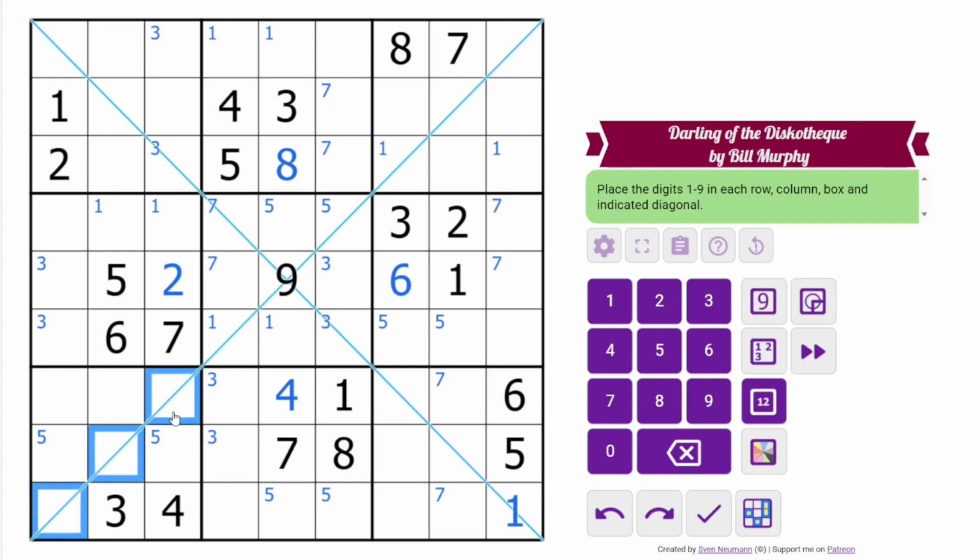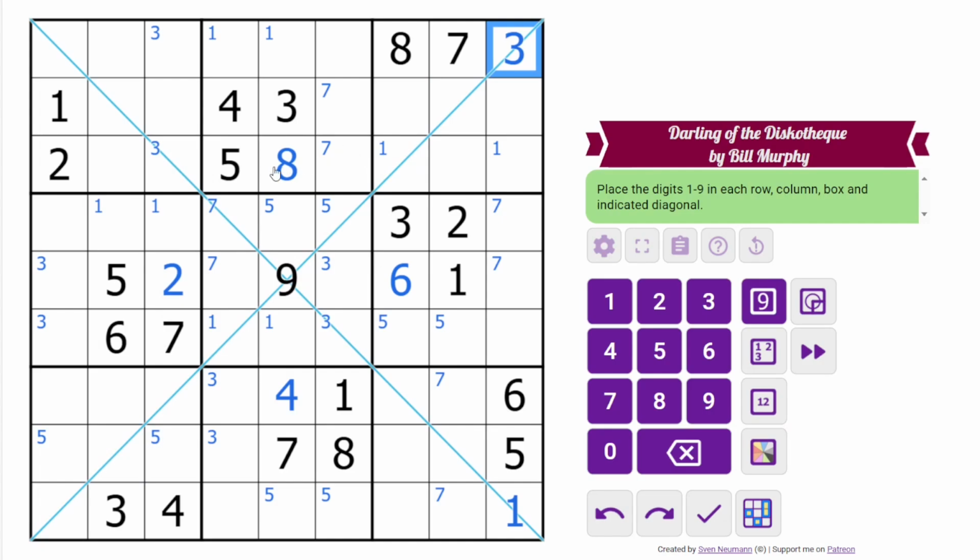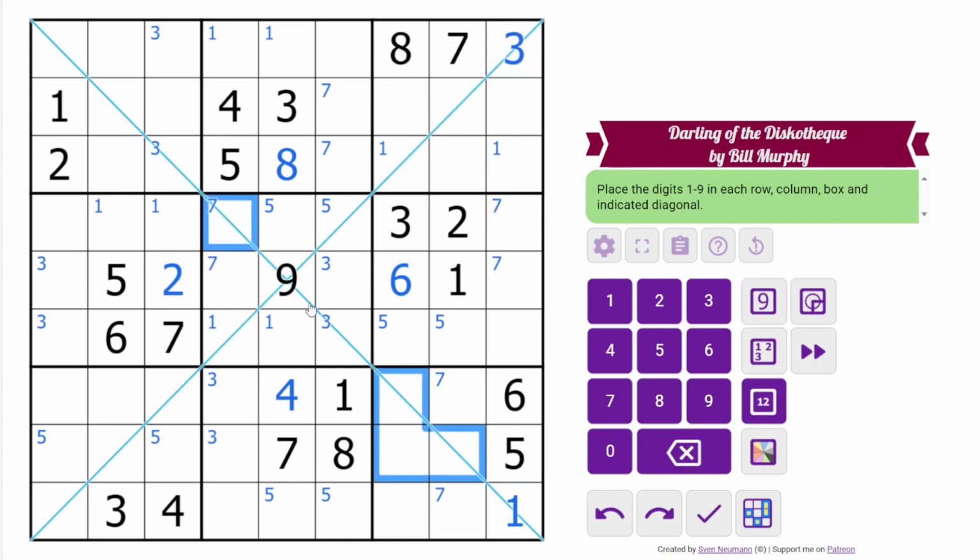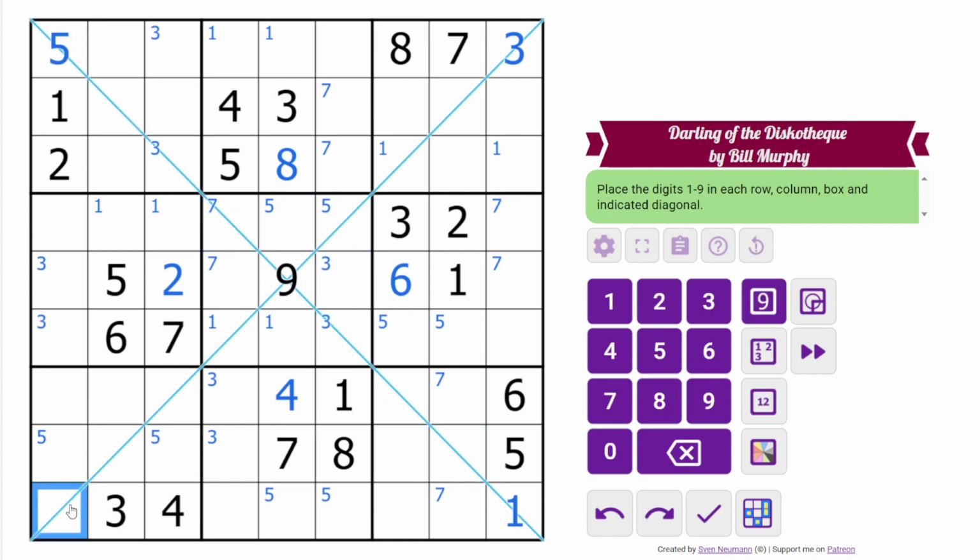3 on this diagonal can't appear in these cells, can't appear in these cells because of this, can't appear here or here, so this is a 3. 5 can't appear in these cells, can't appear in these cells, can't appear here or here, so this is 5. And then this is going to be 7, 7 in this box, 7 in this box, 7 givens, that's a 7.